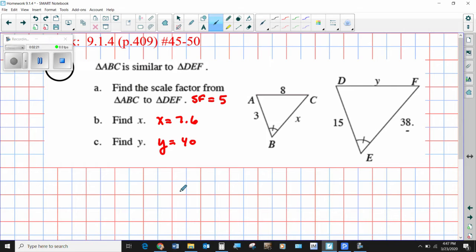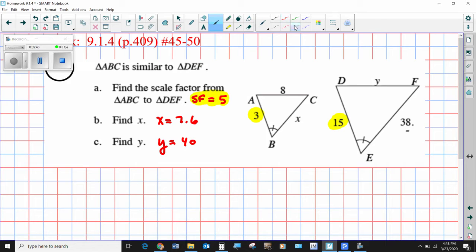What do we have here? We've got scale factor. I guess, okay. So I think you guys are really rocking at this. You know that 3 times something equals 15. That something has to be 5. So you're going to multiply 8 times 5 to give you the y, and then you take 38, either divided by 5 or times the reciprocal of 5 will give you the value for x.